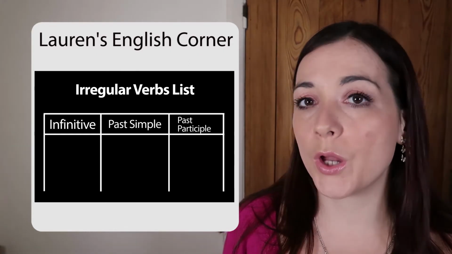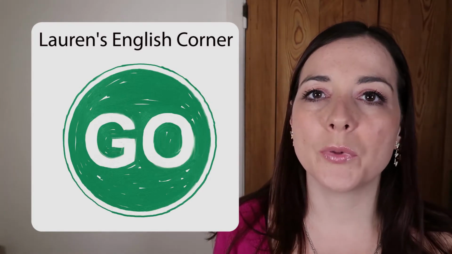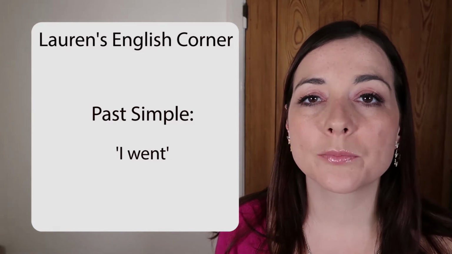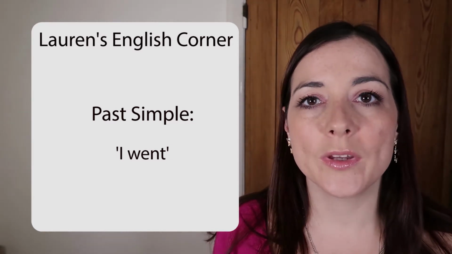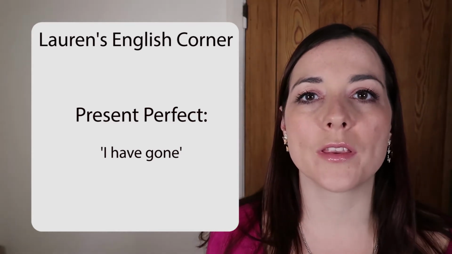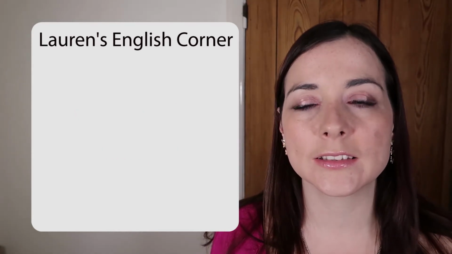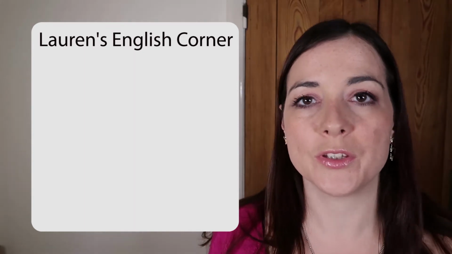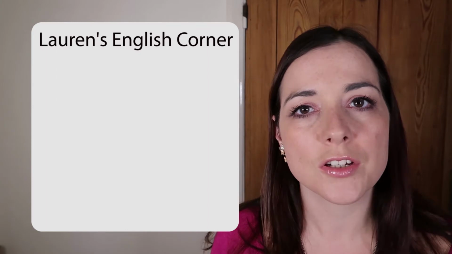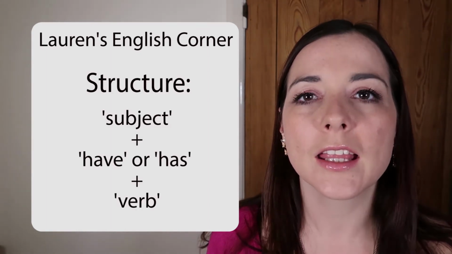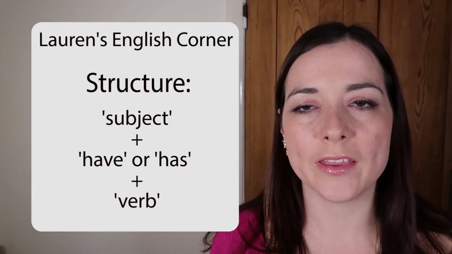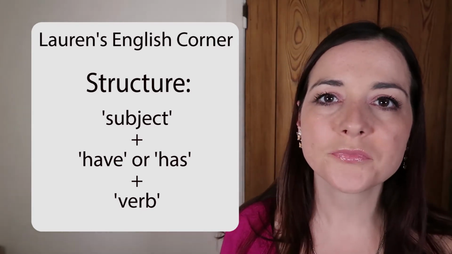So for example, go. For past simple, we say I went. But for the past participle, for present perfect, we say I have gone. I also have a lesson on the different patterns of the irregular verbs, which you can watch as well. So that's the pattern, that's the structure for the present perfect. Subject, have or has, plus the verb in the past participle form.